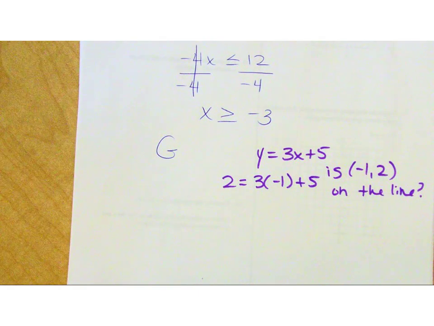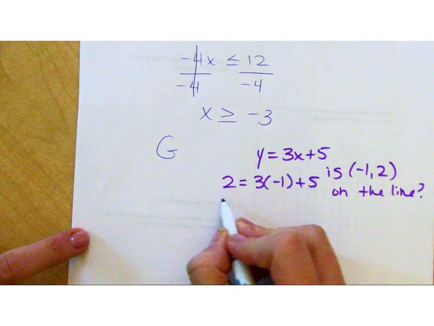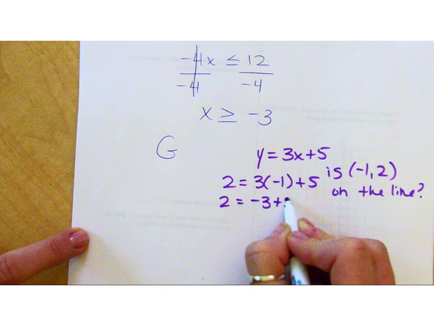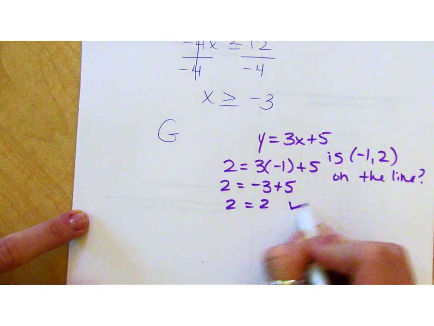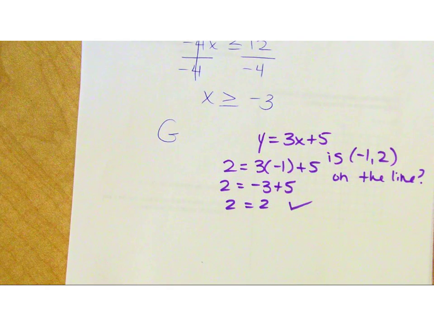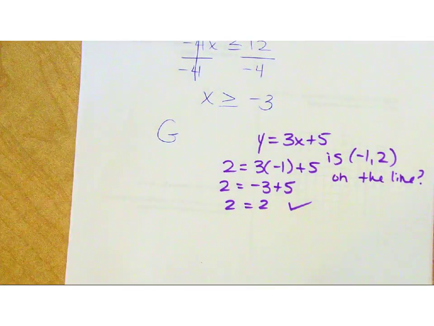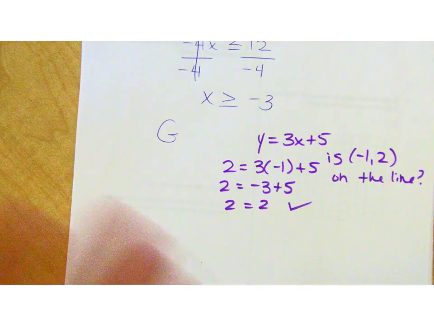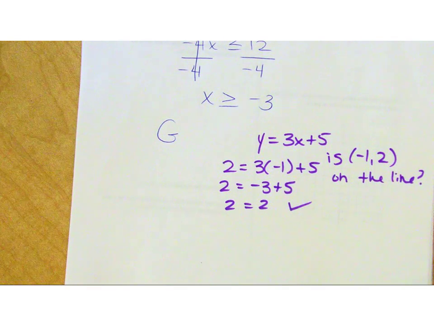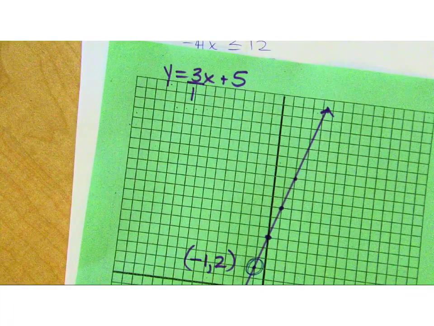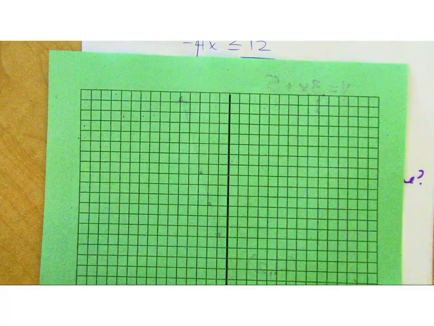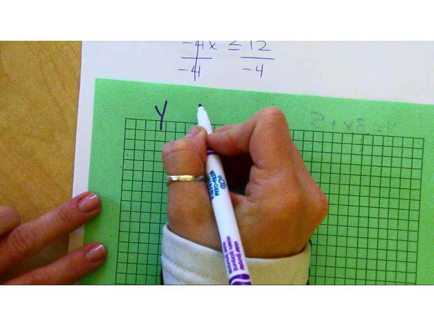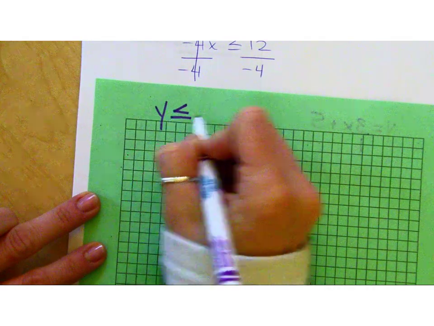So does 2 equal -3 plus 5? Does 2 equal 2? Yup. (-1, 2) is a solution that falls on that line. That's how you tell. You plug it in and you figure out a yes or a no. Okay? Now, flip this over, and I'm going to change y equals 3x plus 5 into y is less than or equal to 3x plus 5.